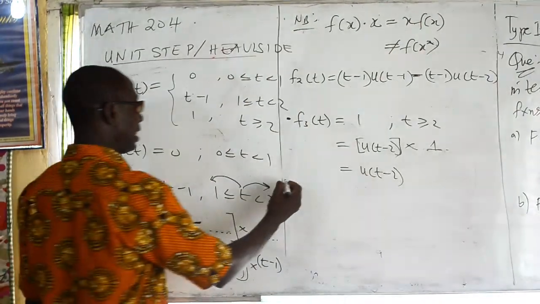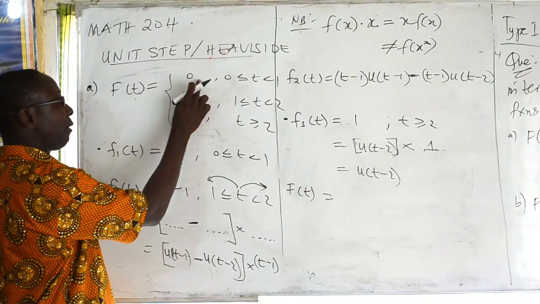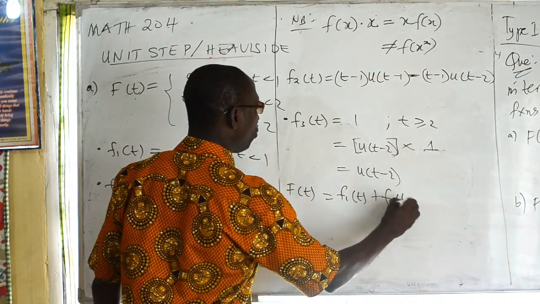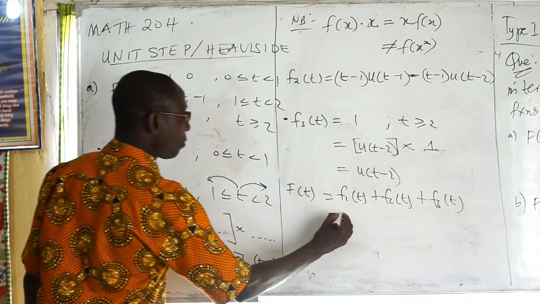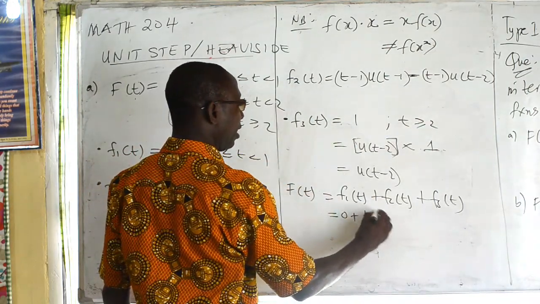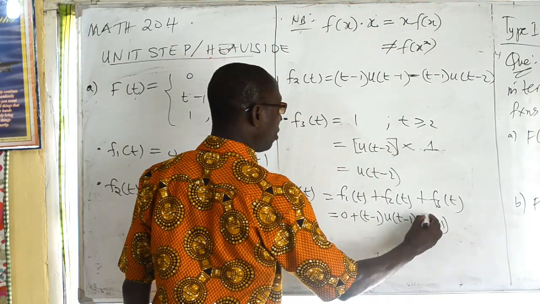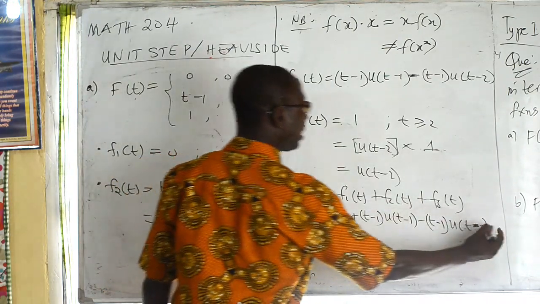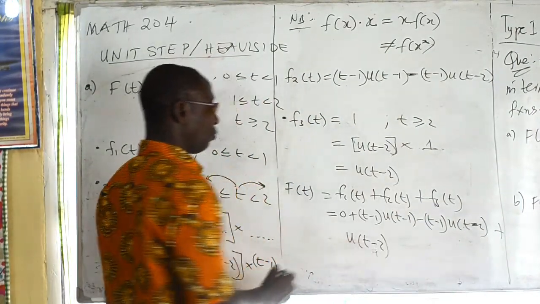The final answer is, now look at the f. This f is made up of 3 things: F1, F2, F3. F1 is 0. Plus F2 is the whole of this: t minus 1 u(t minus 1) minus t minus 1 u(t minus 2). So that is F2, plus F3, which is u(t minus 2).